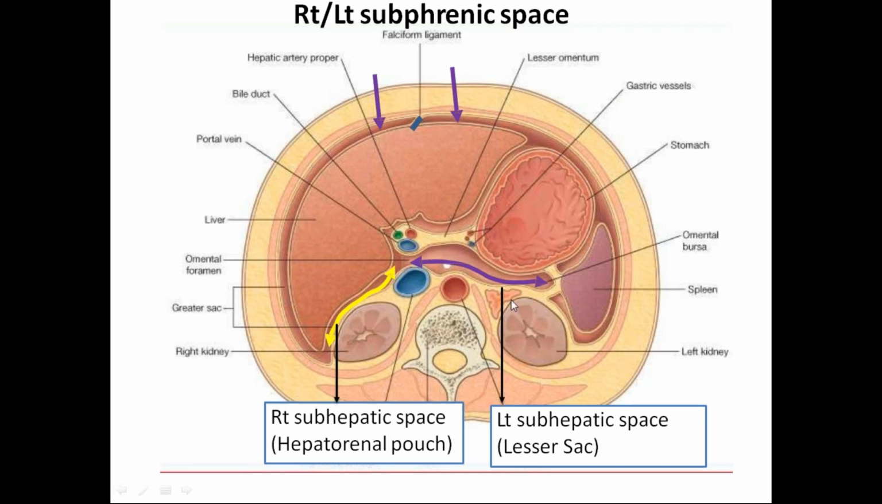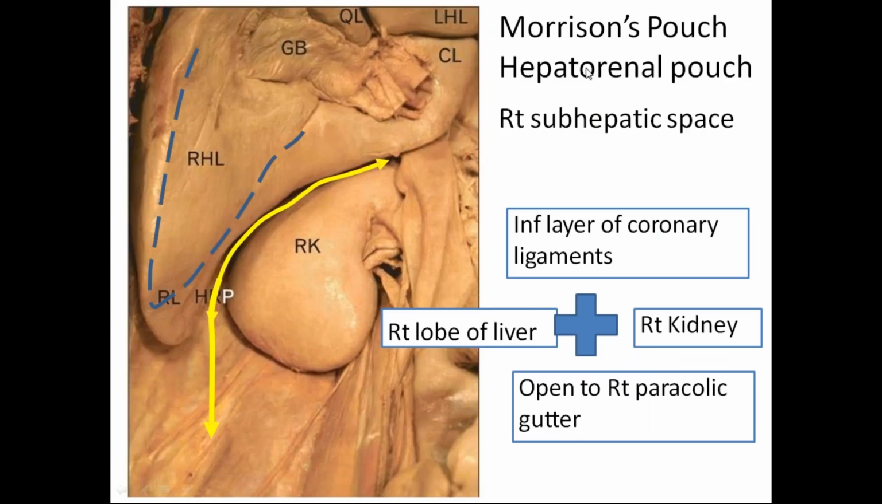This is the transverse section of abdomen. See the right subhepatic space, that is between the liver and the right kidney. And this left subhepatic space is otherwise called lesser sac. Out of these 4 spaces, lesser sac and this are important 5-mark questions. The next important thing is the hepatorenal pouch or Morrison's pouch. It is also otherwise called right subhepatic space. Hepatorenal pouch means it's between the liver and the right kidney.